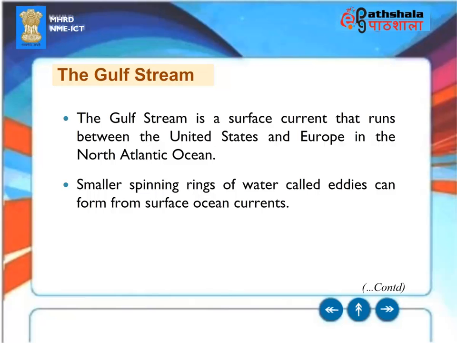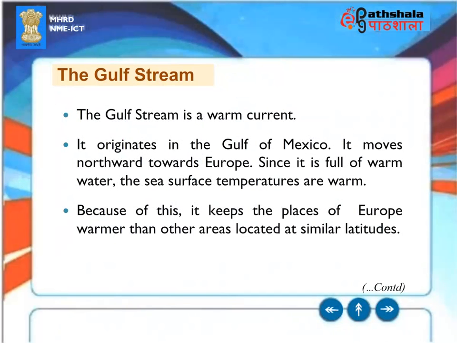The Gulf Stream. The Gulf Stream is a surface current that runs between the United States and Europe in the North Atlantic Ocean. Smaller spinning rings of water called eddies can form from surface ocean currents. The Gulf Stream is a warm current. It originates in the Gulf of Mexico. It moves northward towards Europe.